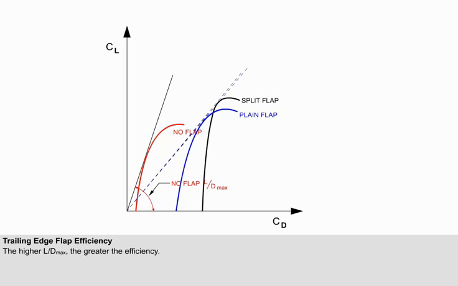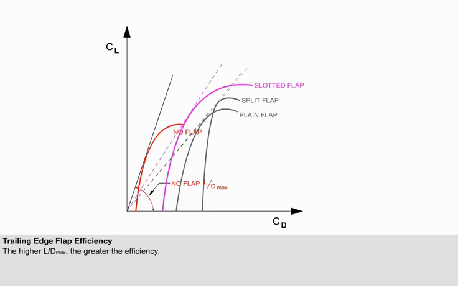This is the CL-CD polar of the split flap, together with the plane flap. Notice the angle between the split flap straight line from the origin and the horizontal axis is again less than that for no flap, but pretty much the same as the plane flap. Therefore, the plane and the split flap have approximately the same aerodynamic efficiency.